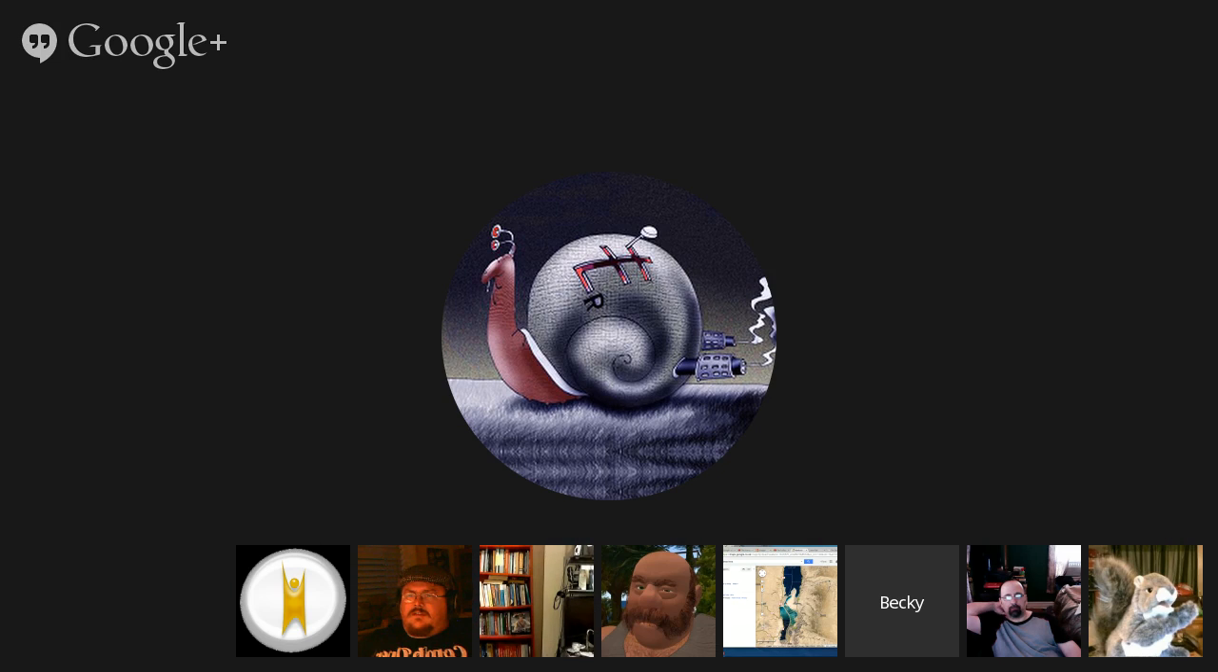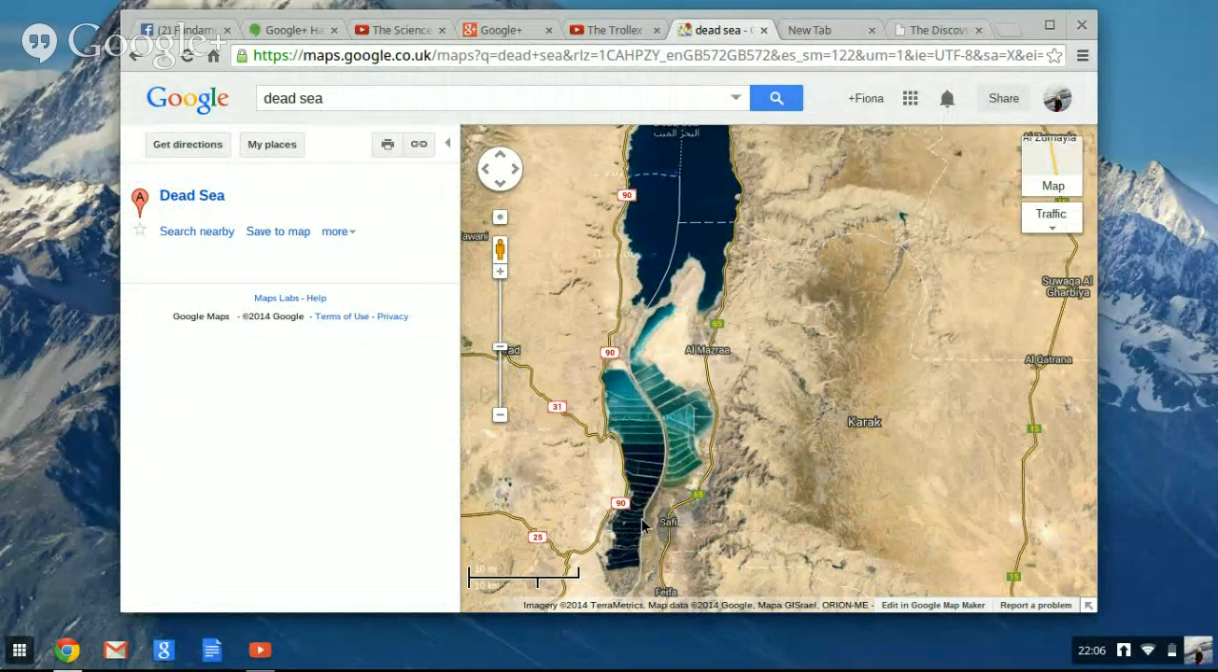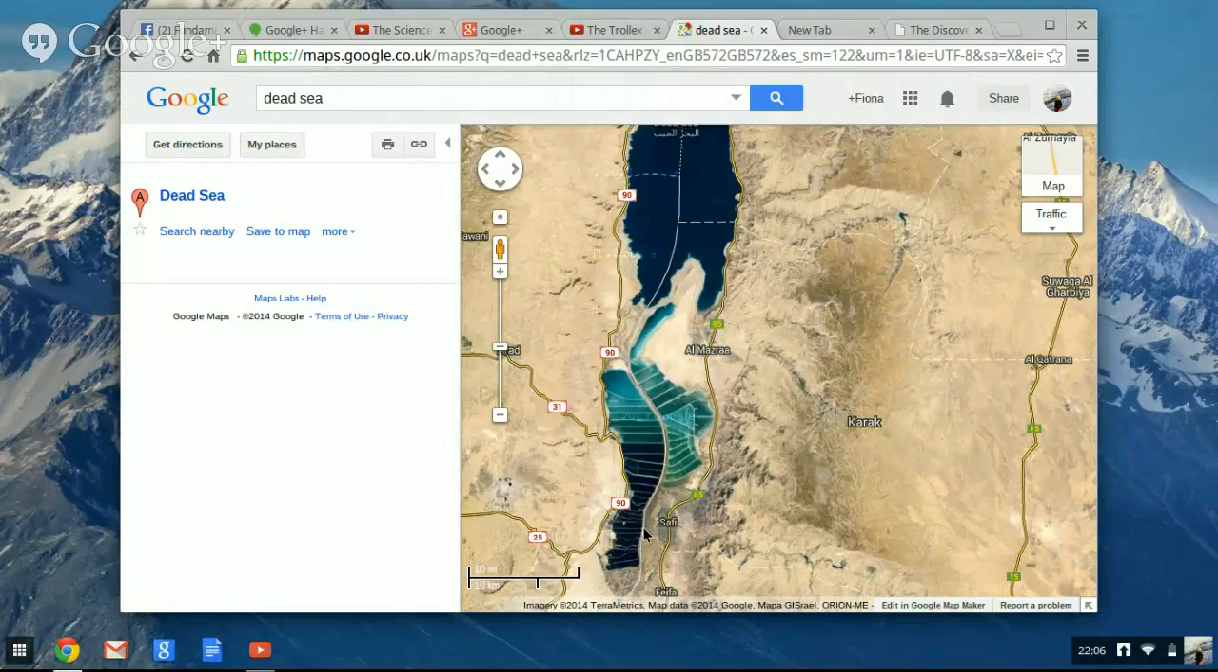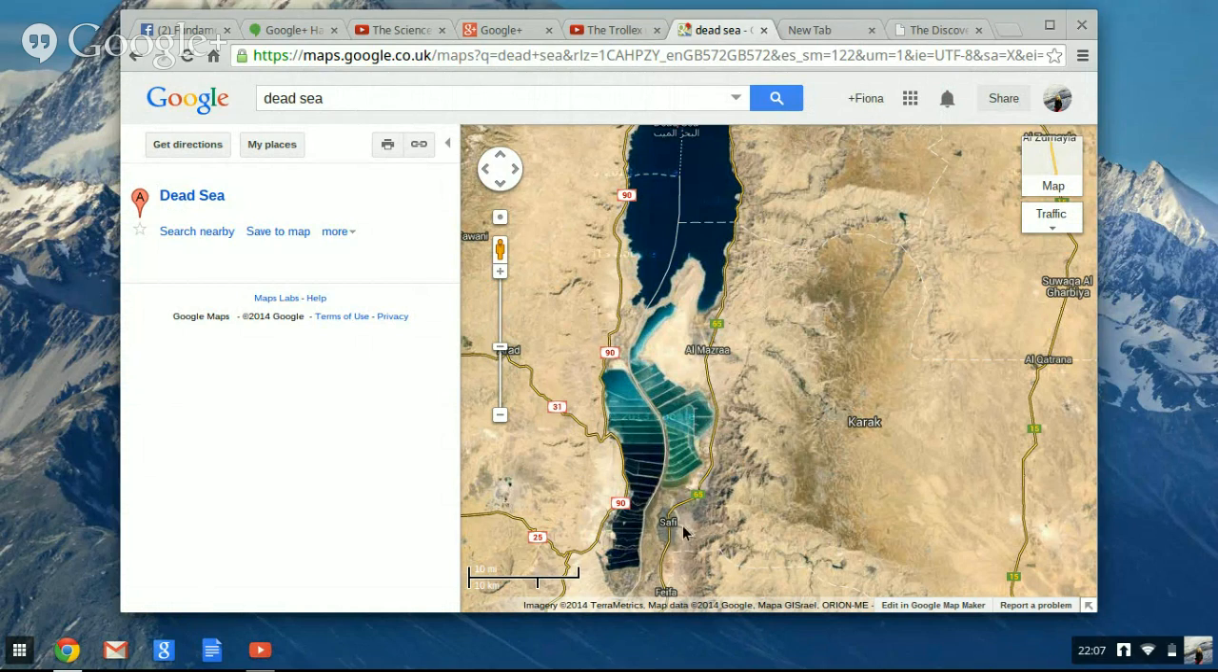Sodom's on a peninsula, isn't it? That sort of juts out into the Dead Sea. Yes, well, that's the modern location. Right, can you see my screen share? Yes. Right, you see Safi down here? He's got Sodom just across here.